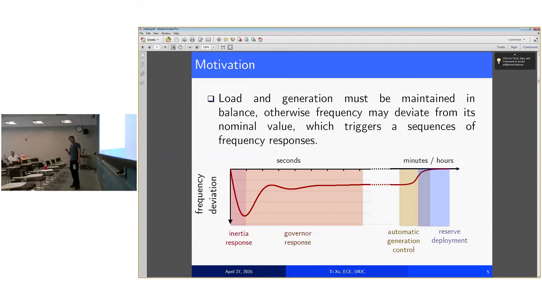from seconds to hours. The very short frequency response we call the inertial response. It's just a physical response of the system. The rotor's kinetic energy is converted into electrical energy to maintain the balance of real power. After that, the governor response comes into play. But after that, when the frequency gets stable but does not get back to the nominal frequency, the AGC, the automatic generation control, or the reserve deployment will be deployed by the control center of the ISO to get the frequency back to the nominal value.